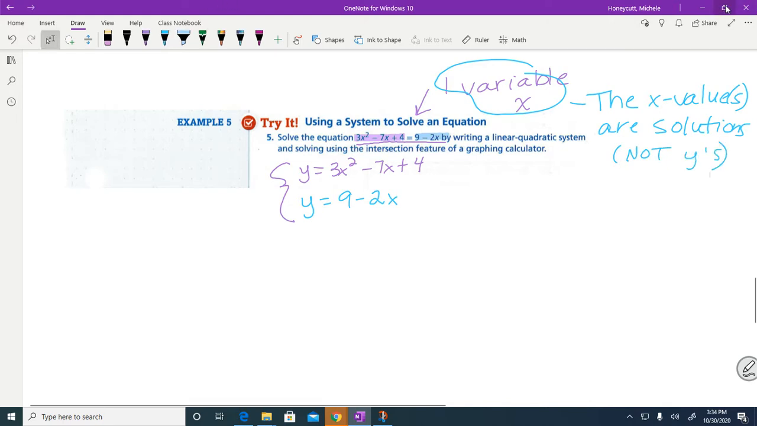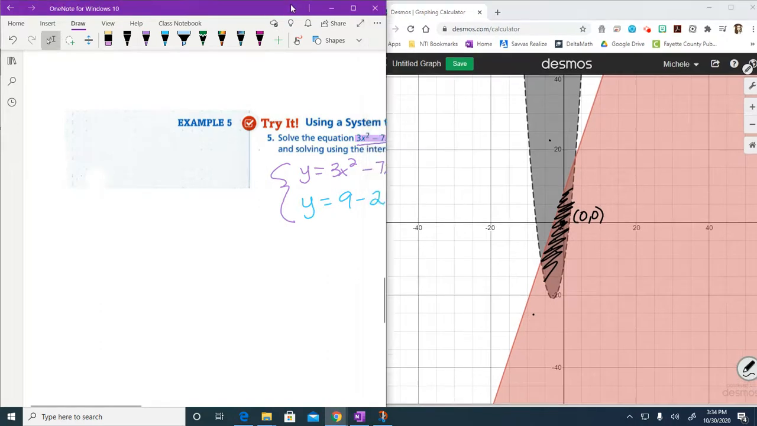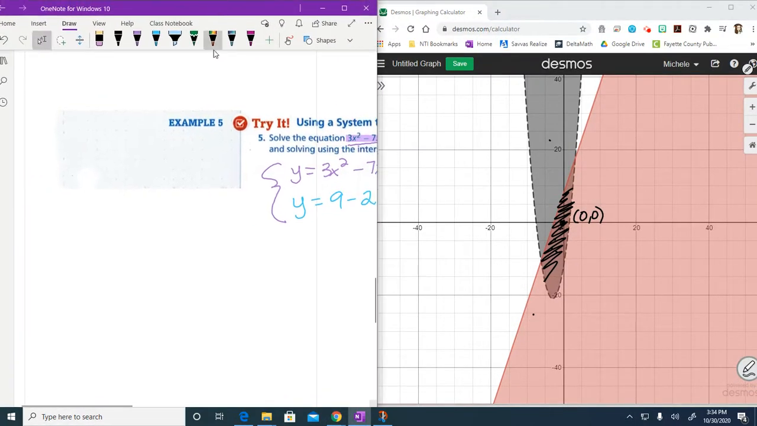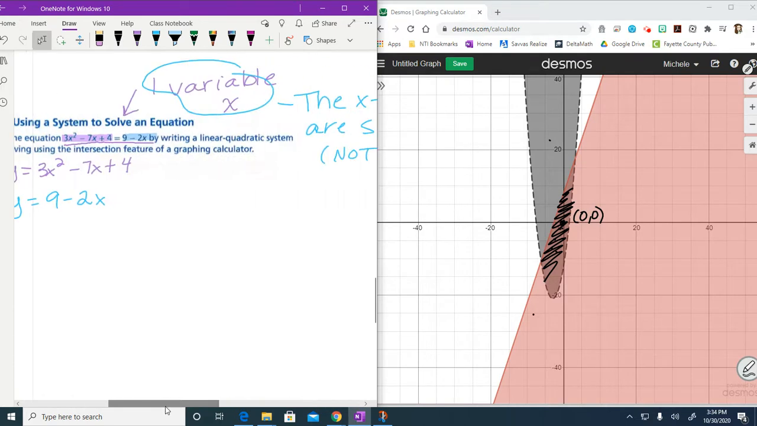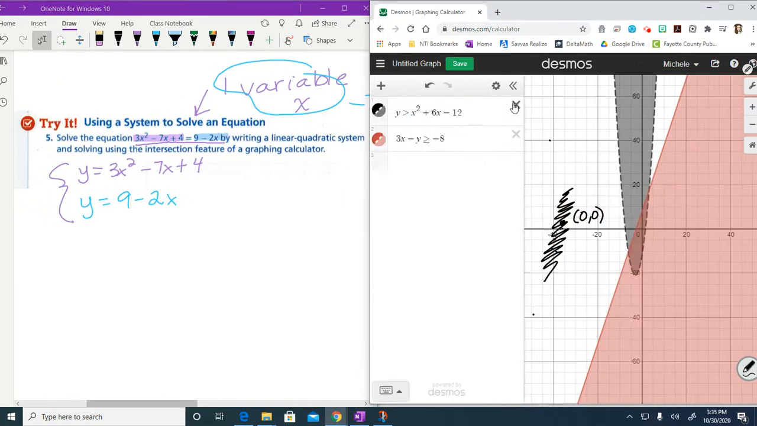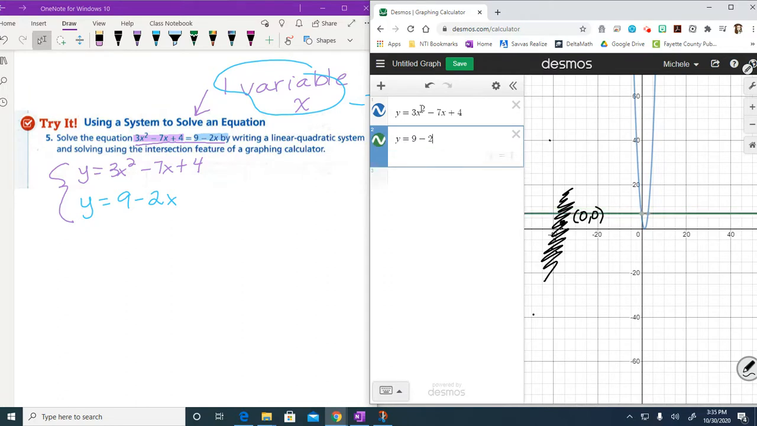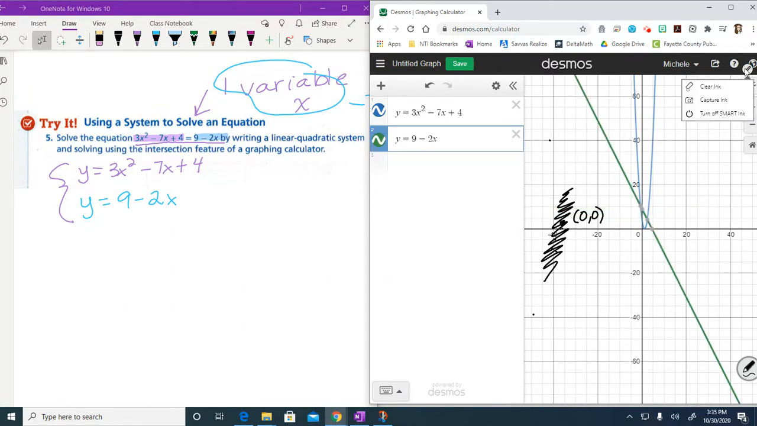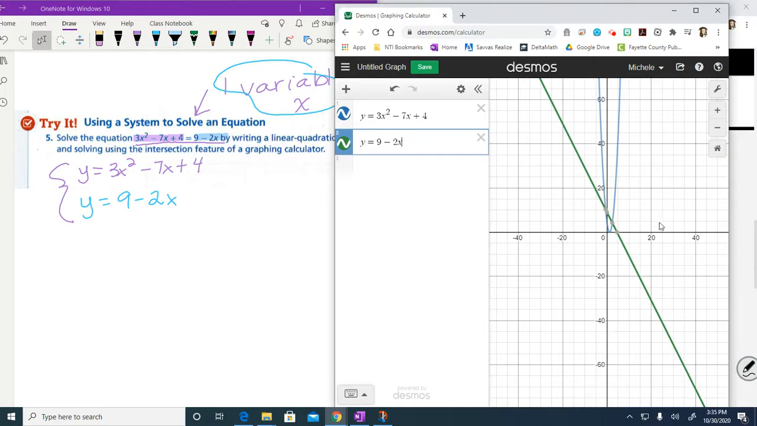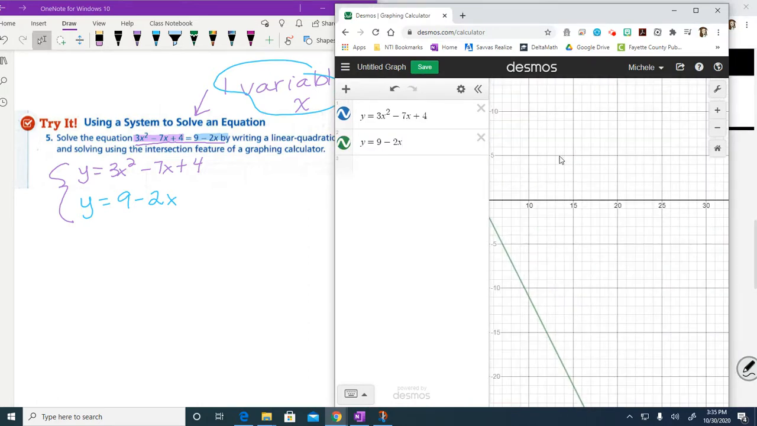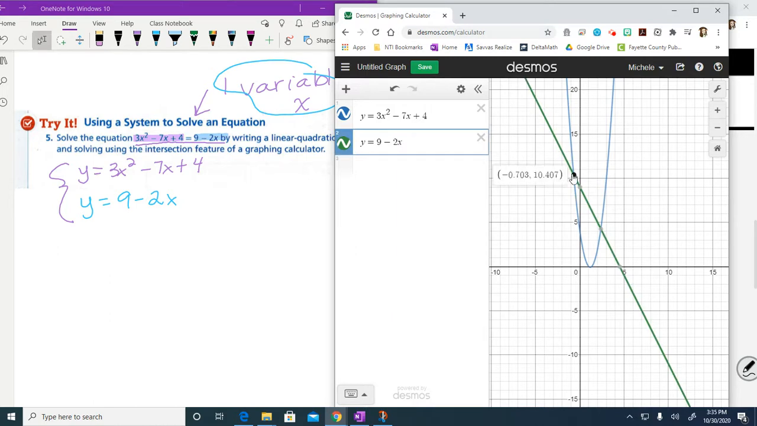So I'm going to graph both. Need to see the equation though. Let's graph both. Y equals 3x squared minus 7x plus 4. Then I'm going to graph y equals 9 minus 2x. And I'm going to erase the ink that I had on there before. Okay, so I see that there are some intersections. I'm going to zoom in. I have 2 intersection points, but the only solutions are the x values.